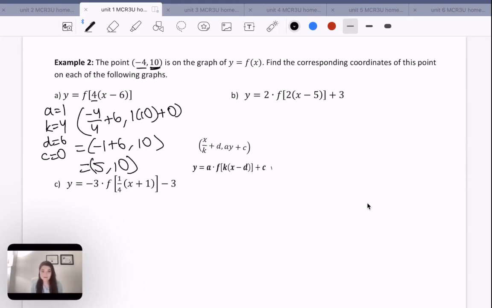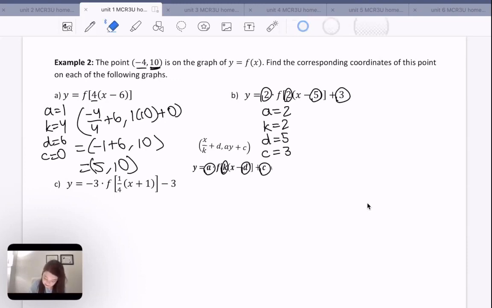Now, these next two examples, neither of them will have the same coordinate, so it's not usual that we would get one of the coordinates the same. So let's look at this example, example 2. A is equal to 2, K is also equal to 2, D is equal to 5, and C is equal to 3, right? If we match these numbers up, A with 2, K with 2, D with 5, and C with 3, we can figure that out. So just by doing a quick look at the equation, we can figure out what A, K, D, and C are.